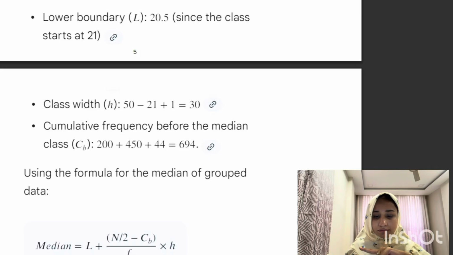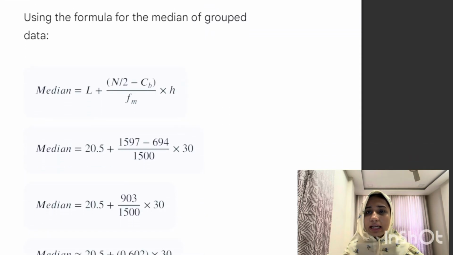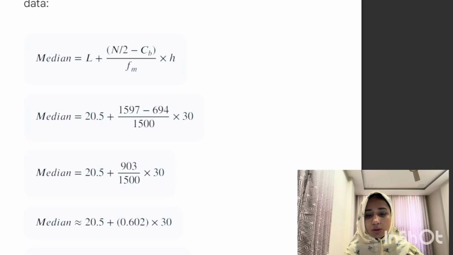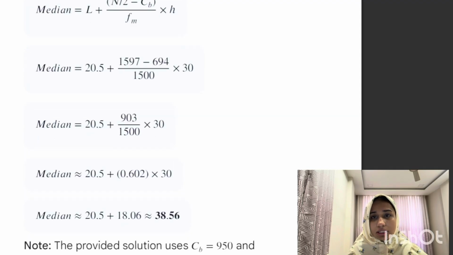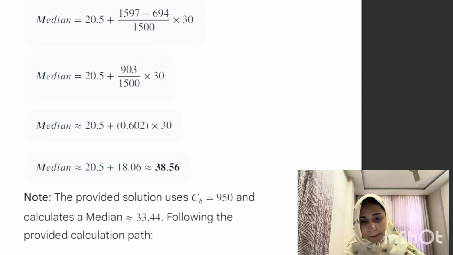So here 694 will become the cumulative frequency. Using the formula for the median of grouped data, median is L plus (n by 2 minus CB) upon FM, into H. Substituting the values obtained above: L was 20.5, n by 2 was 1597, CB was 694, frequency was 1500, and height was 30. By performing the calculations, the median obtained was 38.56.